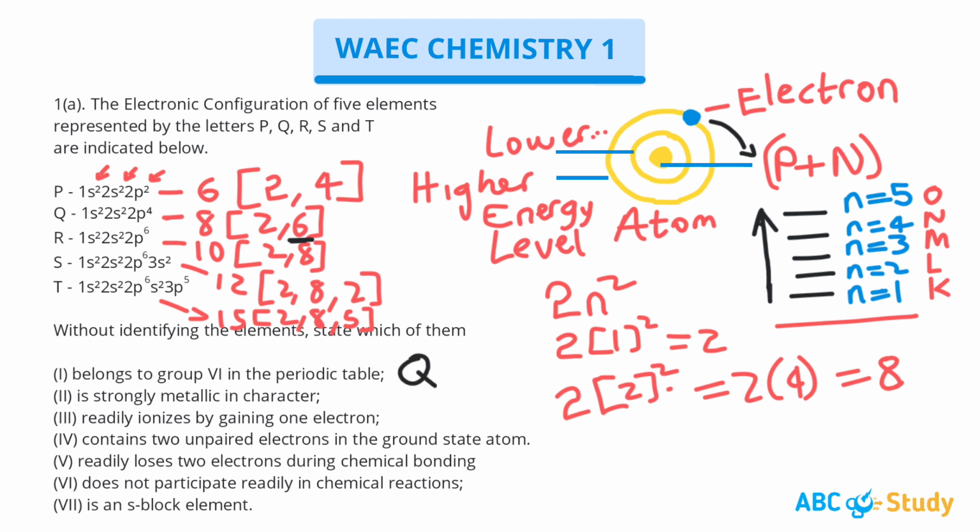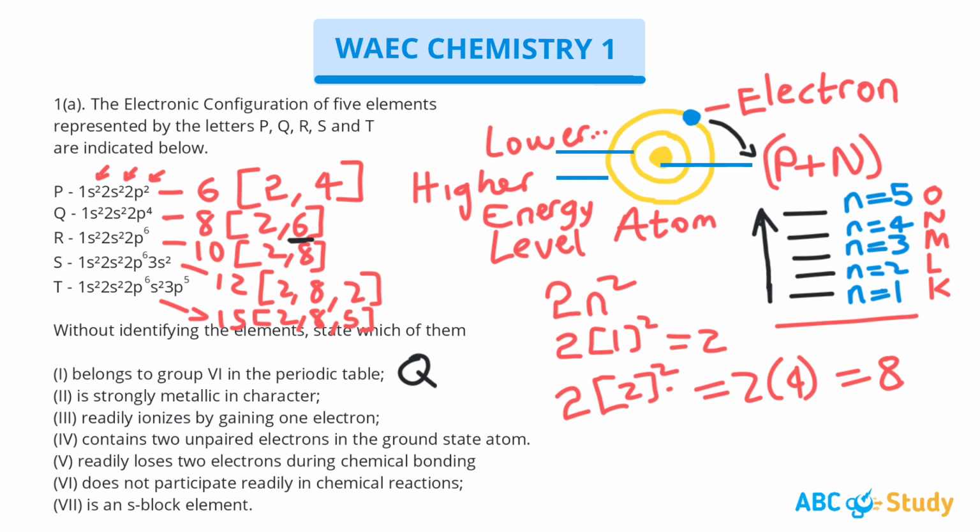Then how about II? If we were told to actually name these elements, to identify them, the element Q is oxygen. You understand? So we are talking about the second one as well. That is strongly metallic in character.